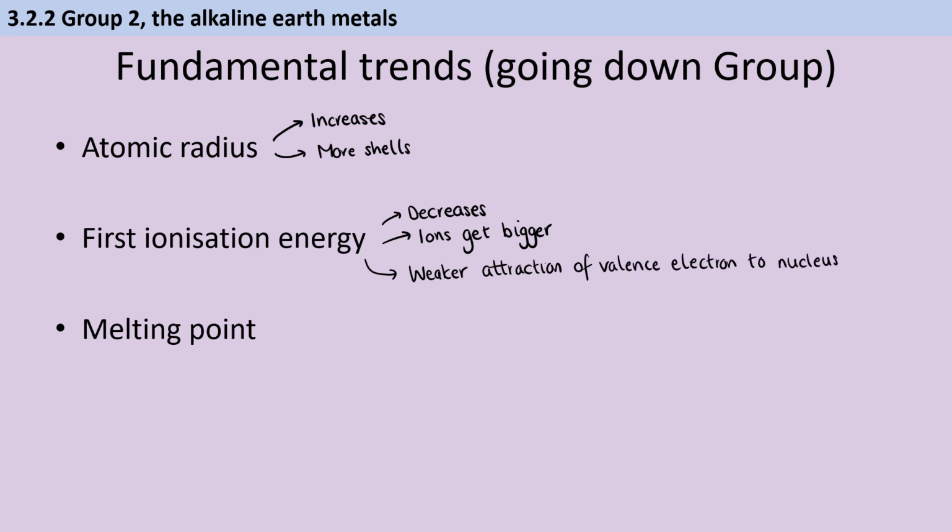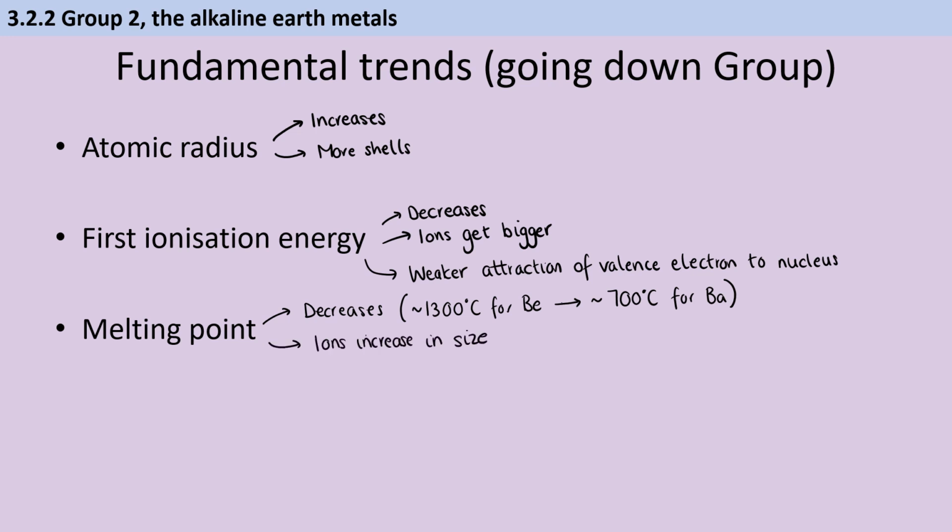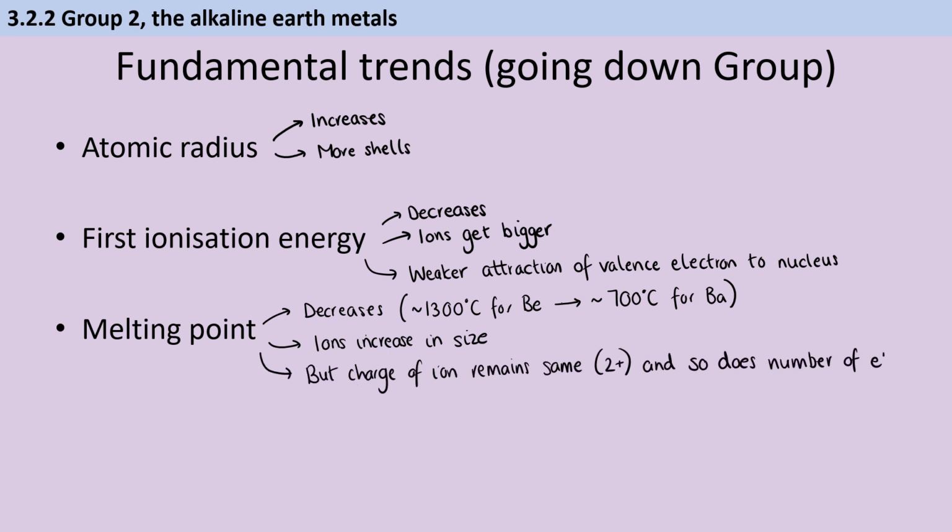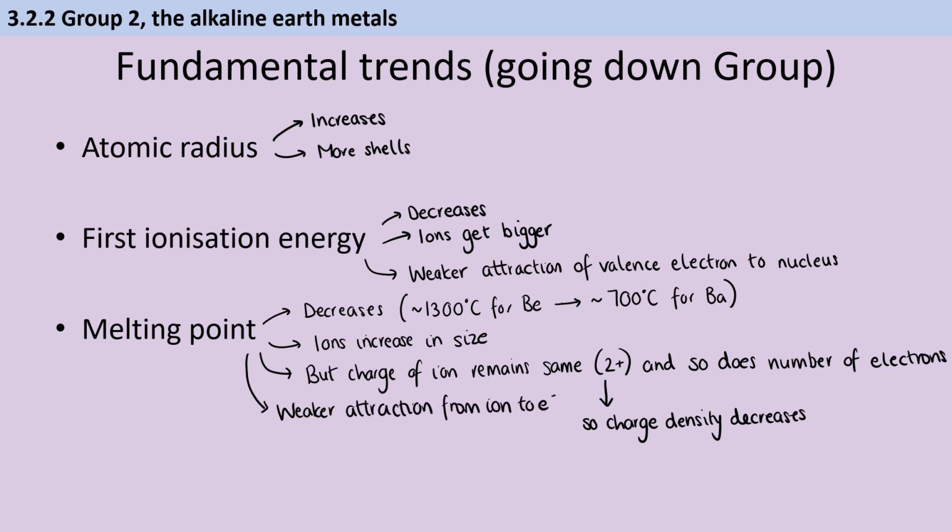The melting point also decreases as you go down the group, from about 1300 for beryllium down to about 700 for barium. Again, this links back to atomic radius. The atoms or cations are getting bigger, but there isn't any change in overall charge. They're all 2+ charge ions. And so that means that charge is more spread out, so overall the charge density decreases, and therefore the strength of the attraction from the ion to the electrons also decreases.